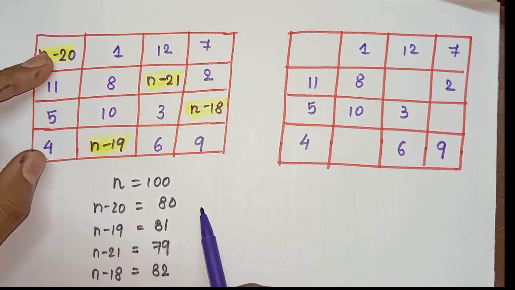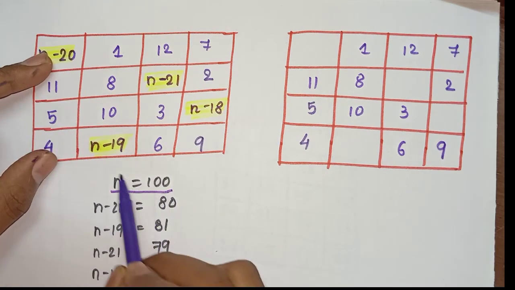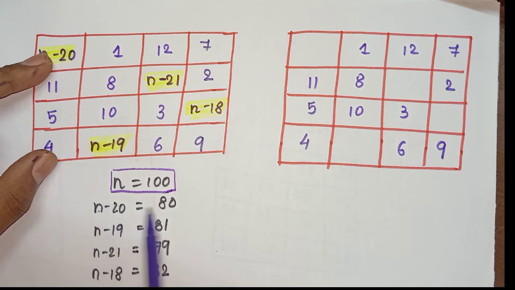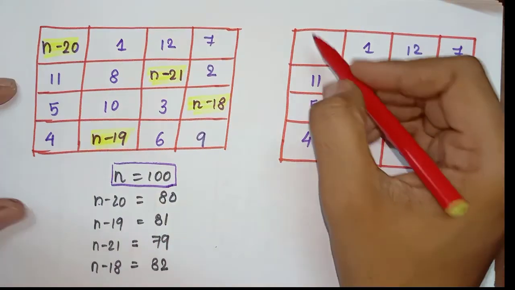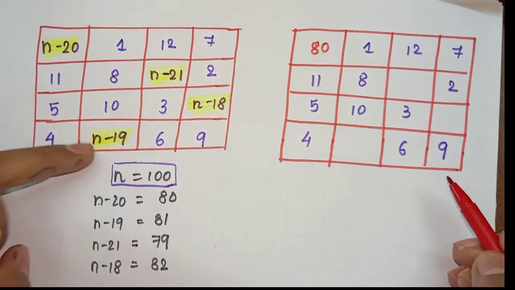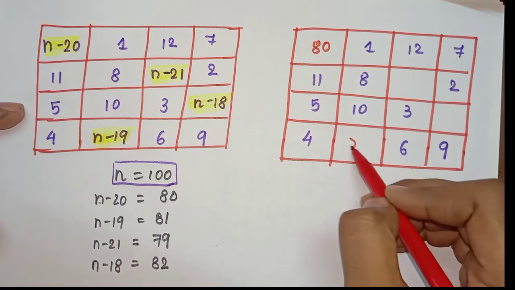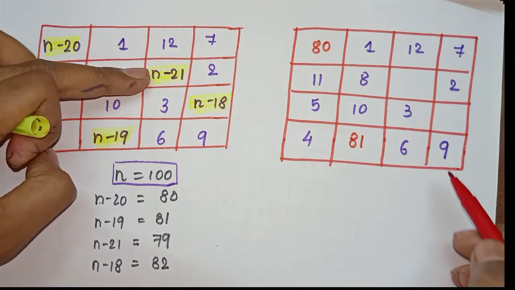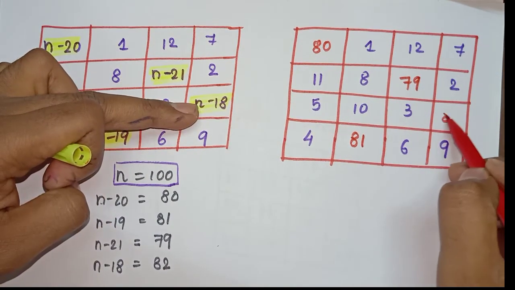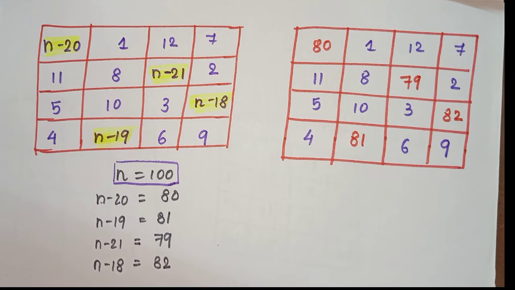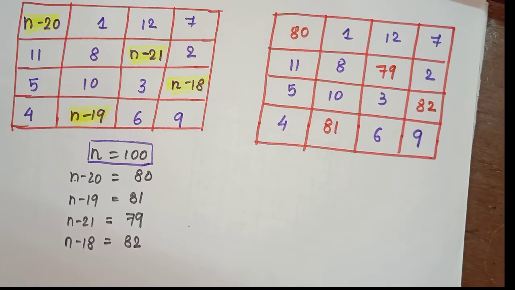I have written all the numbers except those four which are in these boxes. So here it is n minus 20. For our value of n, which we have taken as 100, that is 80. So here I will put 80. n minus 19 is 81, so here I will put 81. n minus 21 is 79 and n minus 18 is 82. So these are the four numbers remaining in this magic square, and now let us see if it really is a magic square or not.